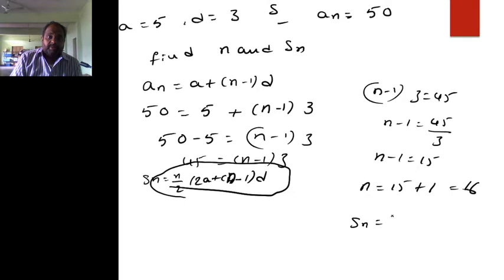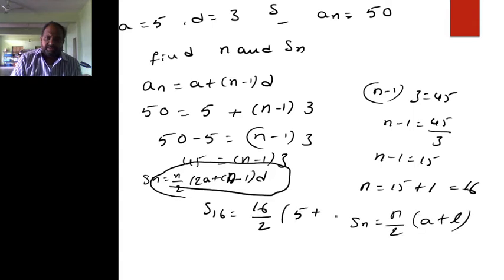How many terms do we have? 16. So S16 is equal to 16 by 2 into a plus l, where a means the first term, 5, and l means 50. That is 2 eights are 16, so 8 into 55. That is equal to 440. 8 fives are 40, plus 4, 44.